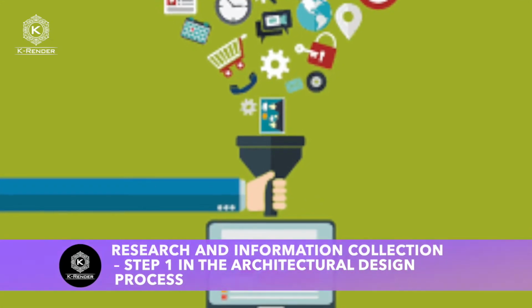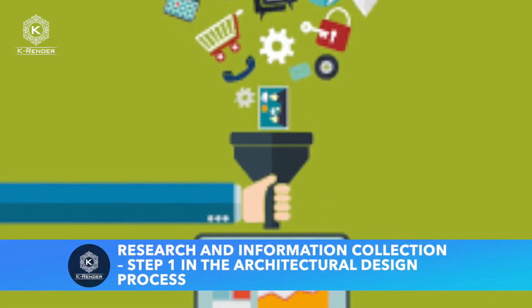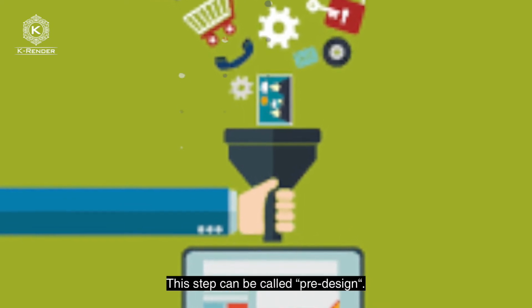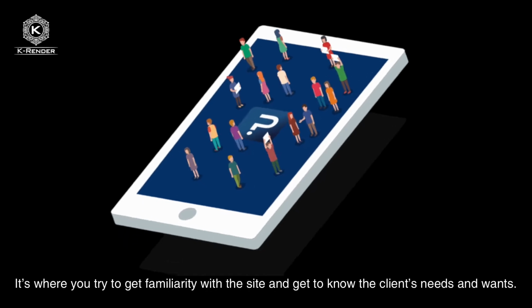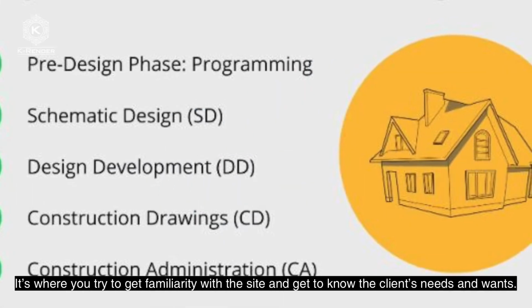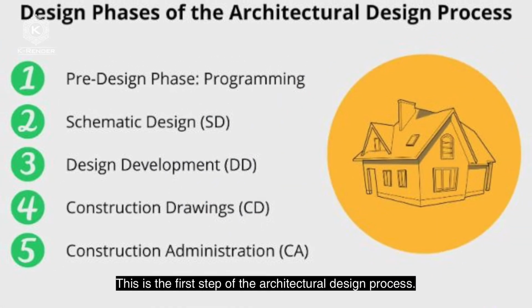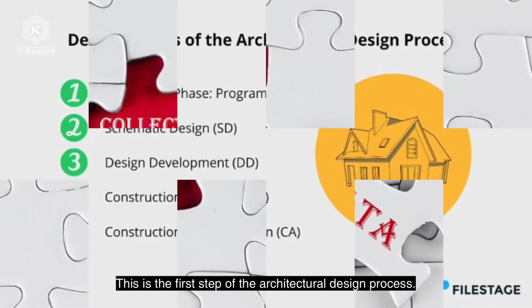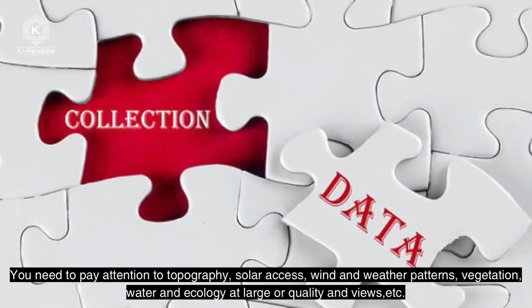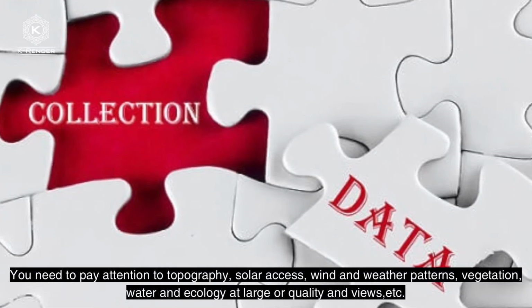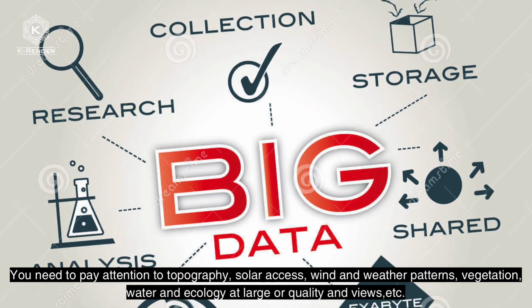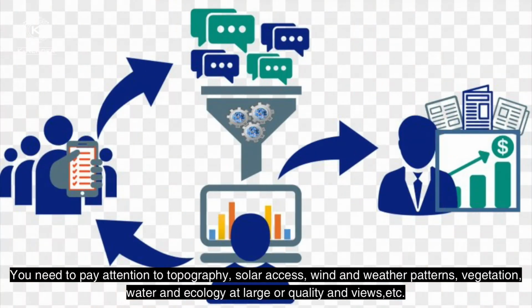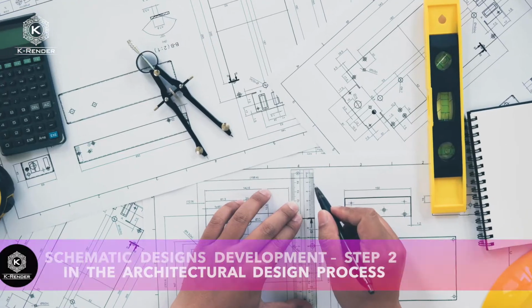Number 1. Research and information collection. This step can be called pre-design. It's where you try to get familiarity with the site and get to know the client's needs and wants. This is the first step of the architectural design process. You need to pay attention to topography, solar access, wind and weather patterns, vegetation, water, ecology at large, air quality and views, etc.